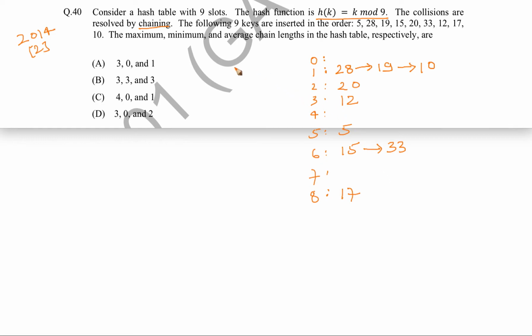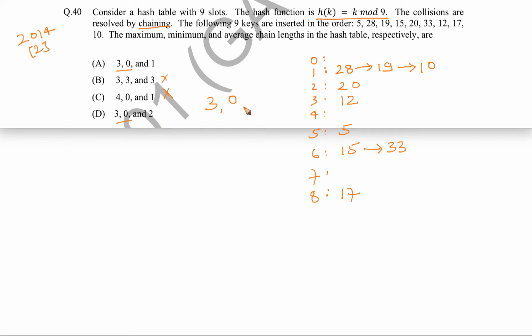Now we have to find the maximum, minimum and average chain length. The maximum chain length is what? The maximum chain length is 3. What is the minimum chain length? The minimum chain length is 0, since some slots are there where there is no chain. So 3 and 0. So definitely the other two options are incorrect answers. Among A and D, what is the answer?